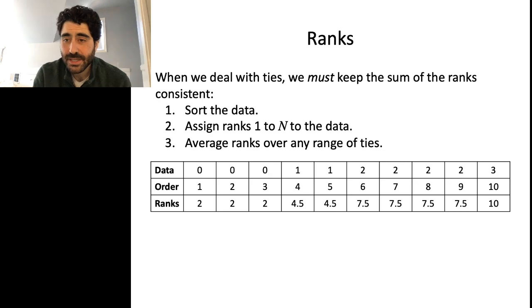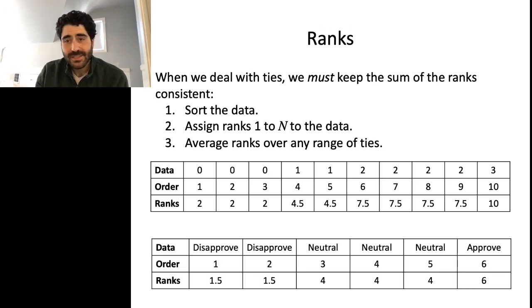You could also imagine we have data that's like Likert data, where people are giving approval judgments. So we have 2 disapproves, 3 neutrals, and an approve. Again, we can sort these, with neutral in the middle of disapprove and approve. We assign them numbers 1 to 6, and then we average within each of the ties.